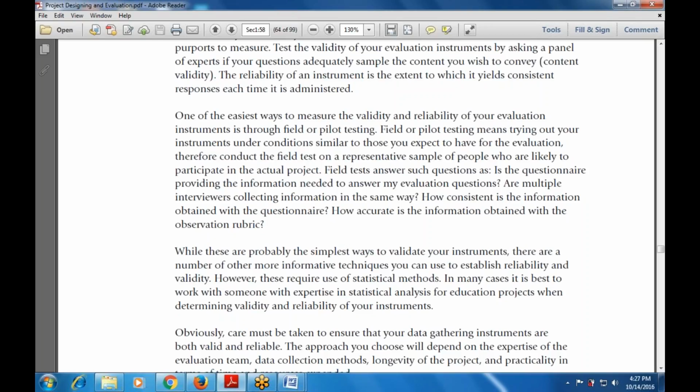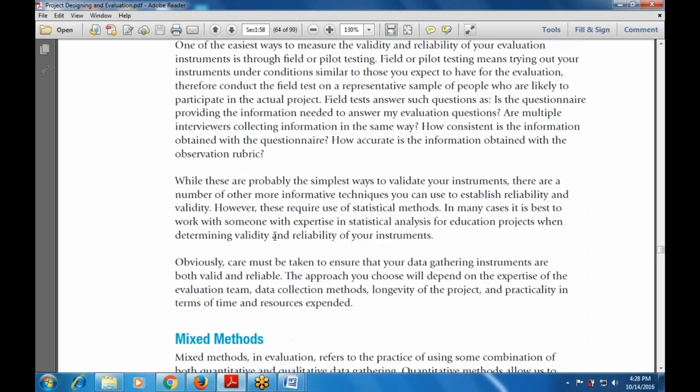That means we can be more sure about the data gathering, whatever instrument we use being reliable and valid. These are the two main criteria: one is the validity, one is the reliability. The approach you choose will depend on the expertise of the evaluation team, data collection methods, longevity of the project, and particularly the time and resources expended.